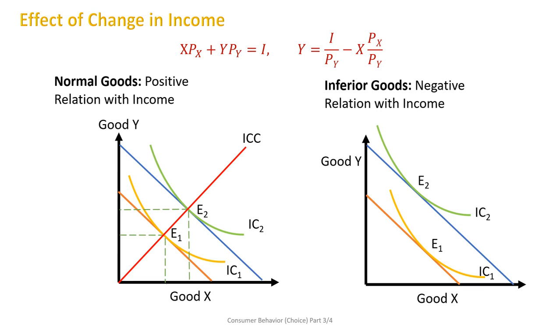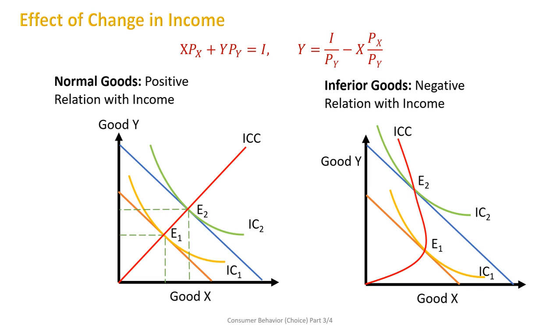Assuming good X as inferior good, the consumer will shift his resources towards normal good, that is the good Y, and purchase less of good X, which we labeled as inferior good. This is represented by point E2. Again, joining E1 and E2, we have income consumption curve, and we can see that the income consumption curve bends towards the normal good.